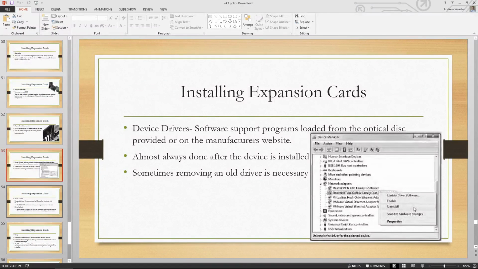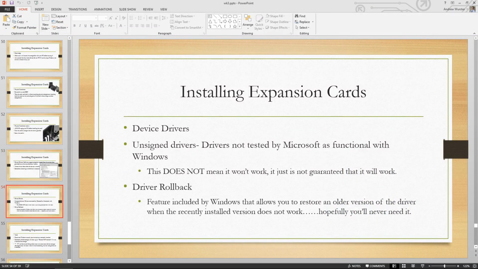Okay, unsigned drivers. So they're not tested by Microsoft to be functional with Windows. However, they could still work. So a lot of times you'll see a message pops up, giant red box. Does not necessarily mean it won't work. It just means Microsoft hasn't tested it. The manufacturer most likely did. So it doesn't mean it won't work. Just know. Driver rollback means you can roll back to an older version if you're updating the driver.